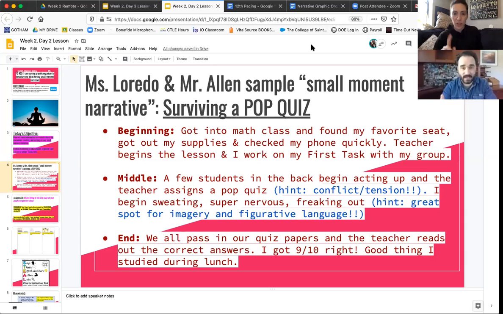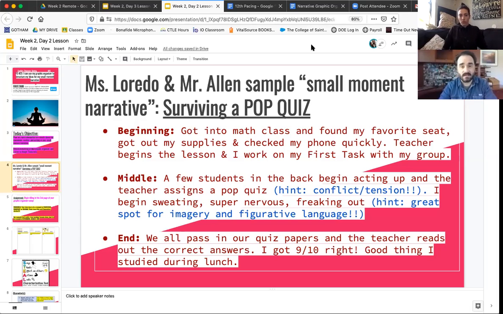While that's happening, that's also a really good spot to add imagery and description, like when you get into the classroom, right? Like what the classroom looked like and what it felt like sitting in your seat and your supplies and all that. And then the middle of this would be setting up the conflict or the tension.